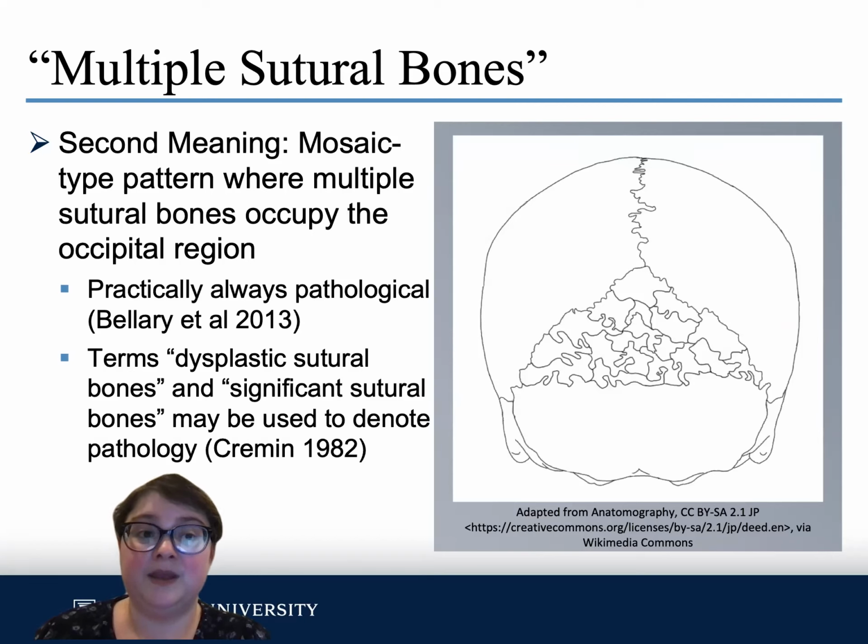Multiple sutural bones may also refer to a mosaic type pattern in which a large number of sutural bones occupy the occipital region. Mosaic type sutural bones are practically always pathological. Researchers have argued for alternate terms for this manifestation of sutural bones to differentiate it from simply having 10 or more sutural bones, including dysplastic sutural bones or significant sutural bones. However, the medical literature continues to use the term multiple sutural bones, or sometimes simply Wormian bones or sutural bones, to denote this pathological pattern.